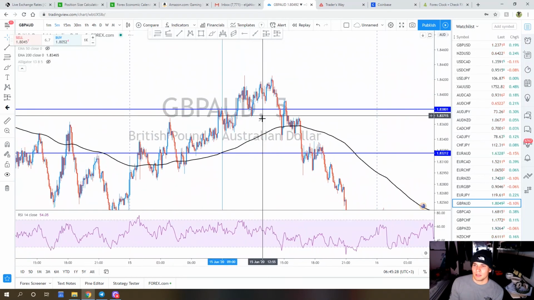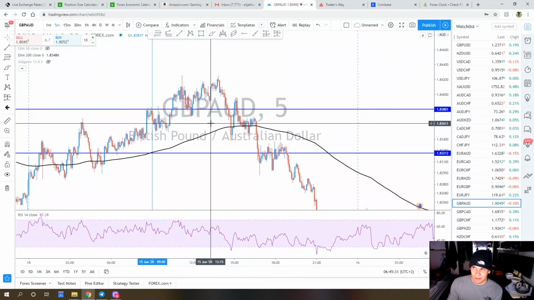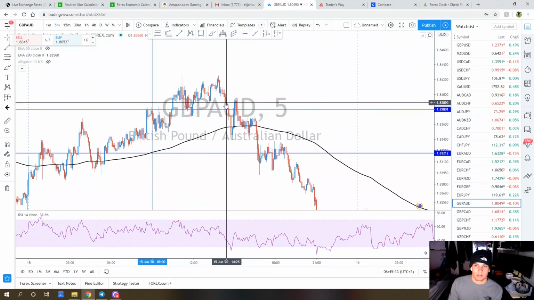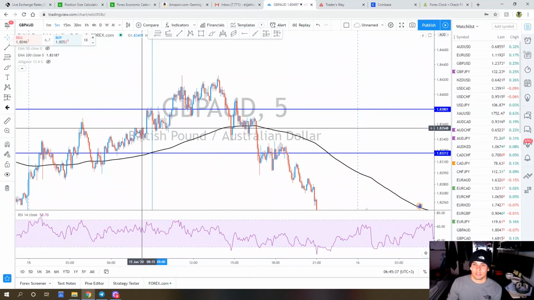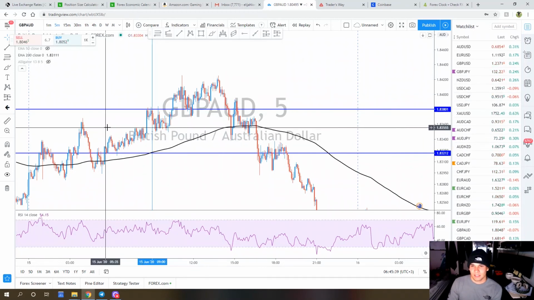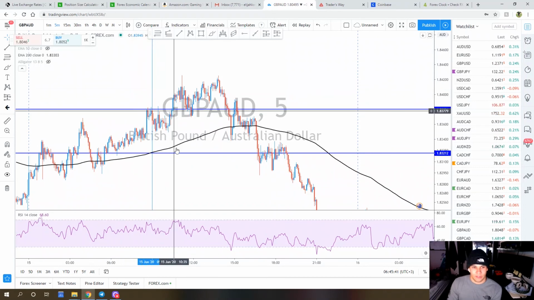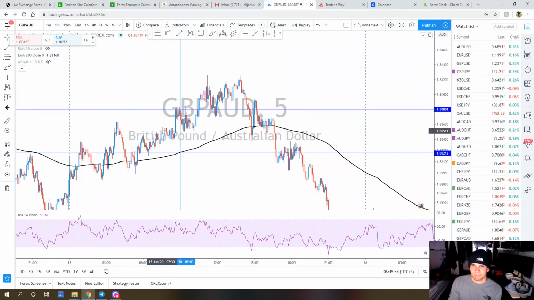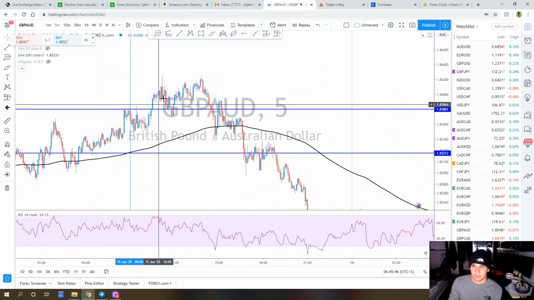So it doesn't happen all the time. It doesn't happen on every pair. Well, it happens on every pair, but not all the time. But it will happen on some pairs. So look for consolidation like this, not big spikes in volatility. And just look out for those fake outs.